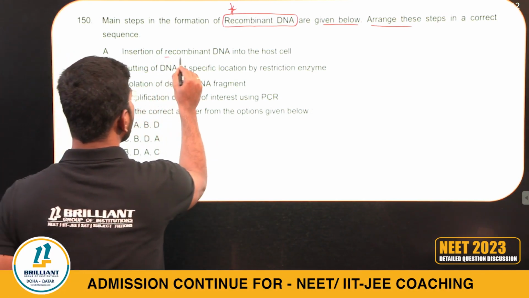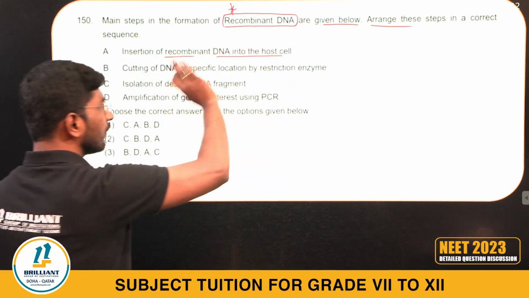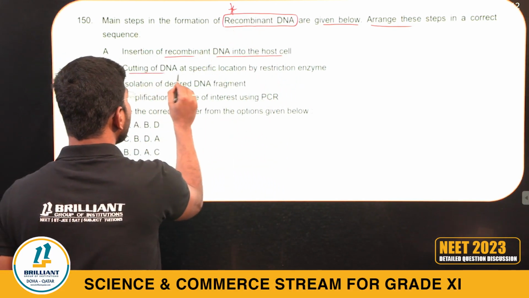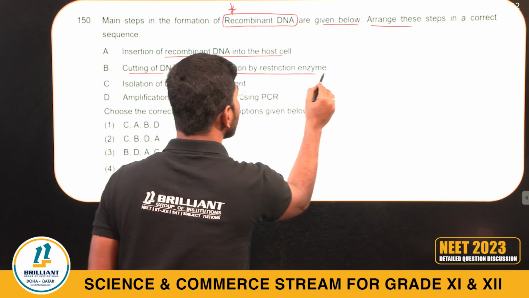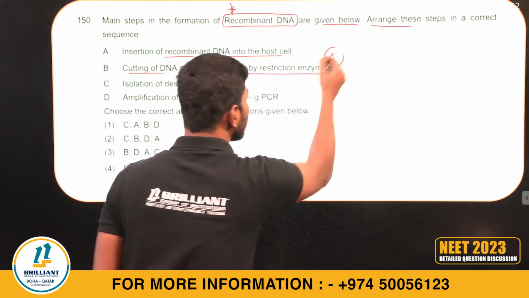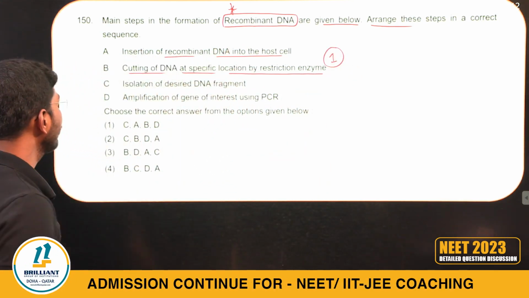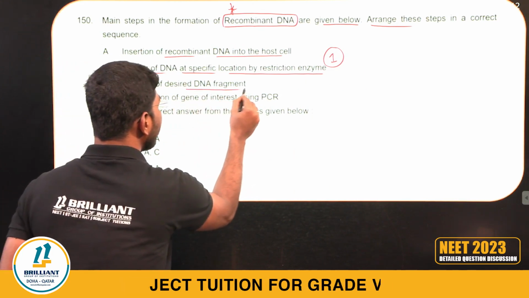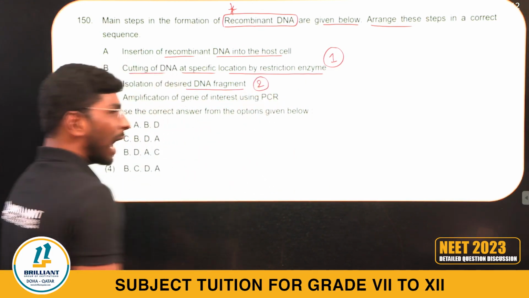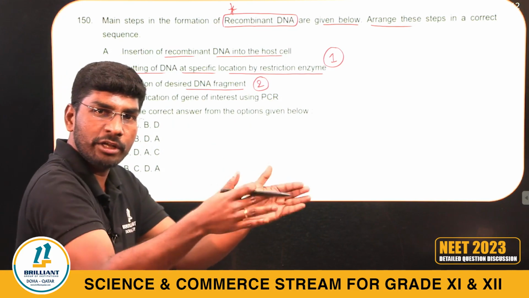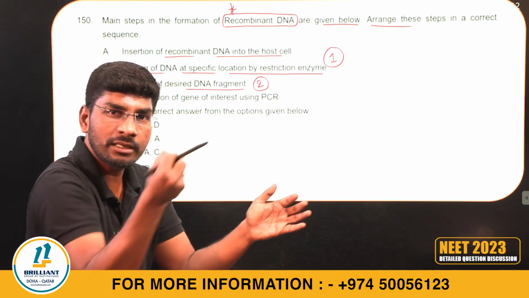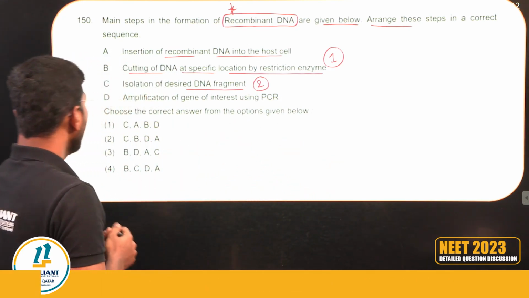First, insertion of recombinant DNA into the host cell. This is not the first step, keep it aside. Cutting of DNA at a specific location by the restriction endonuclease enzyme: this is step number 1. Isolation of desirable DNA fragment: step number 2. After cutting the DNA into different segments, select the desirable DNA from there.